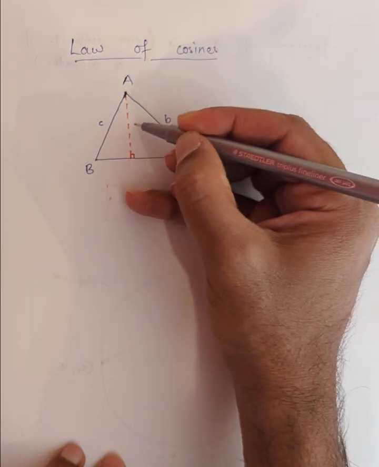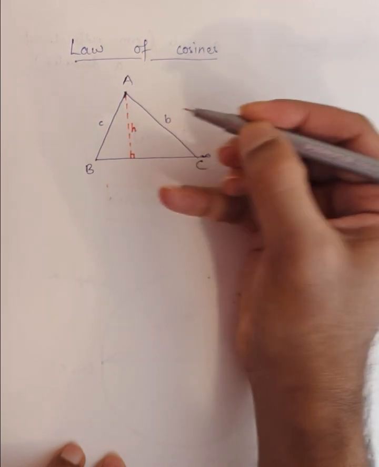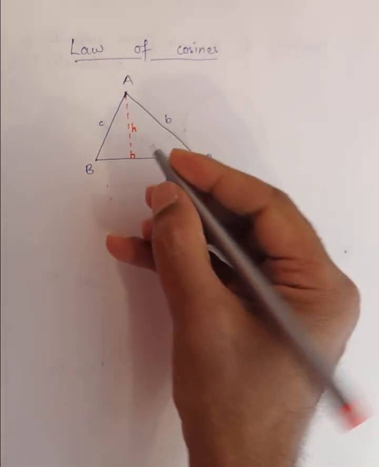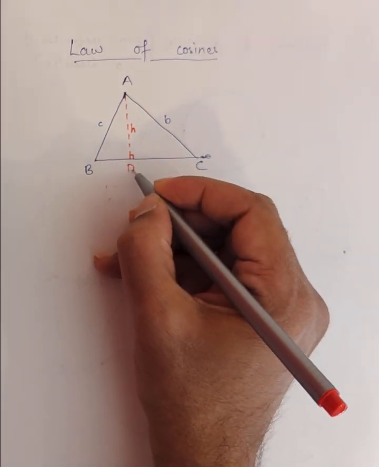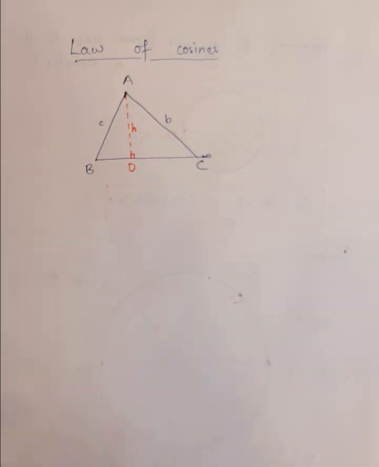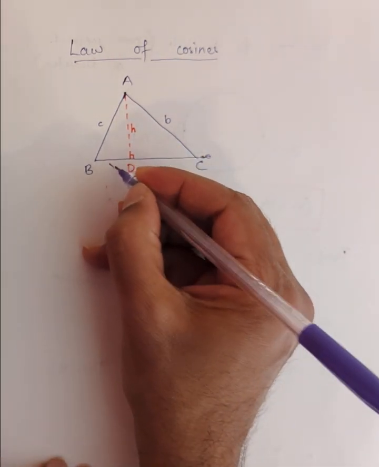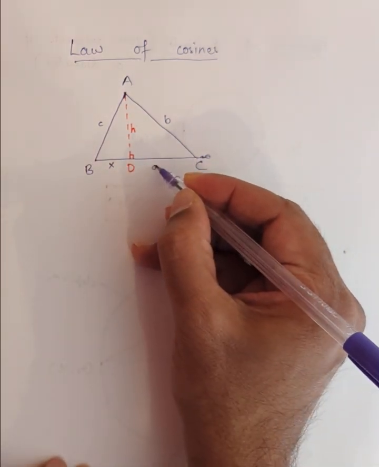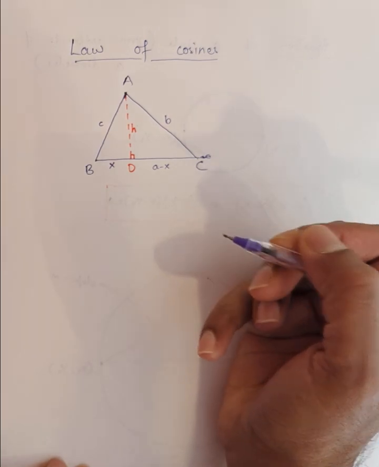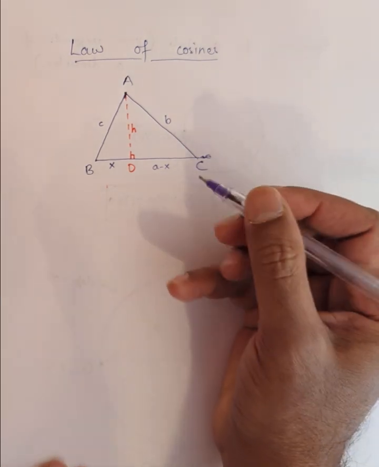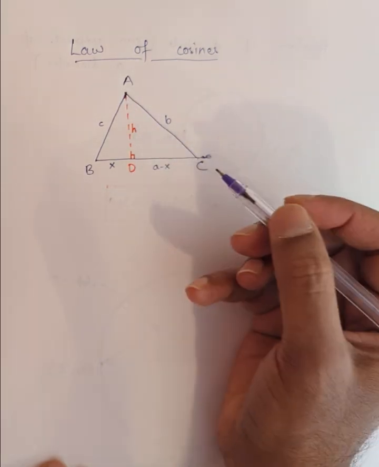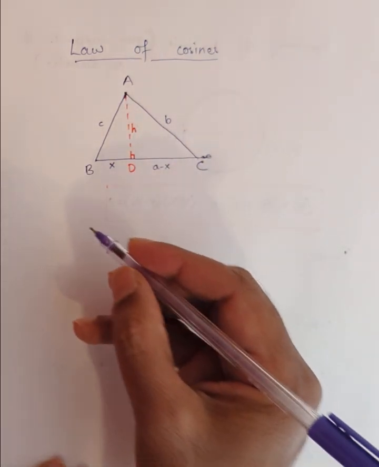So if this is the altitude, let's call it has height h. And let's also label the point of intersection as D. So if this is x, then the total is a, so this has to be a minus x. And notice ABD and ADC are right triangles, so we can use the Pythagorean theorem.